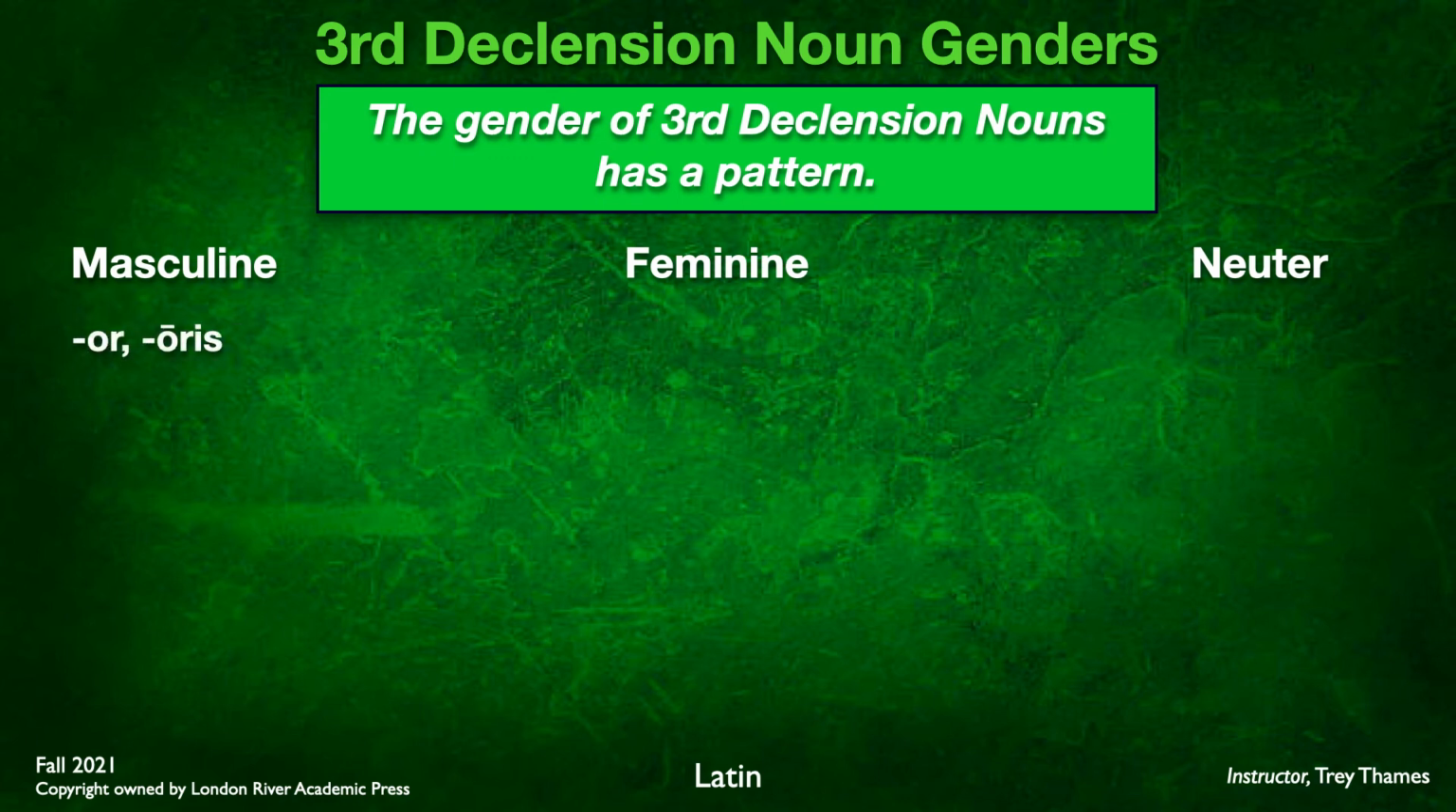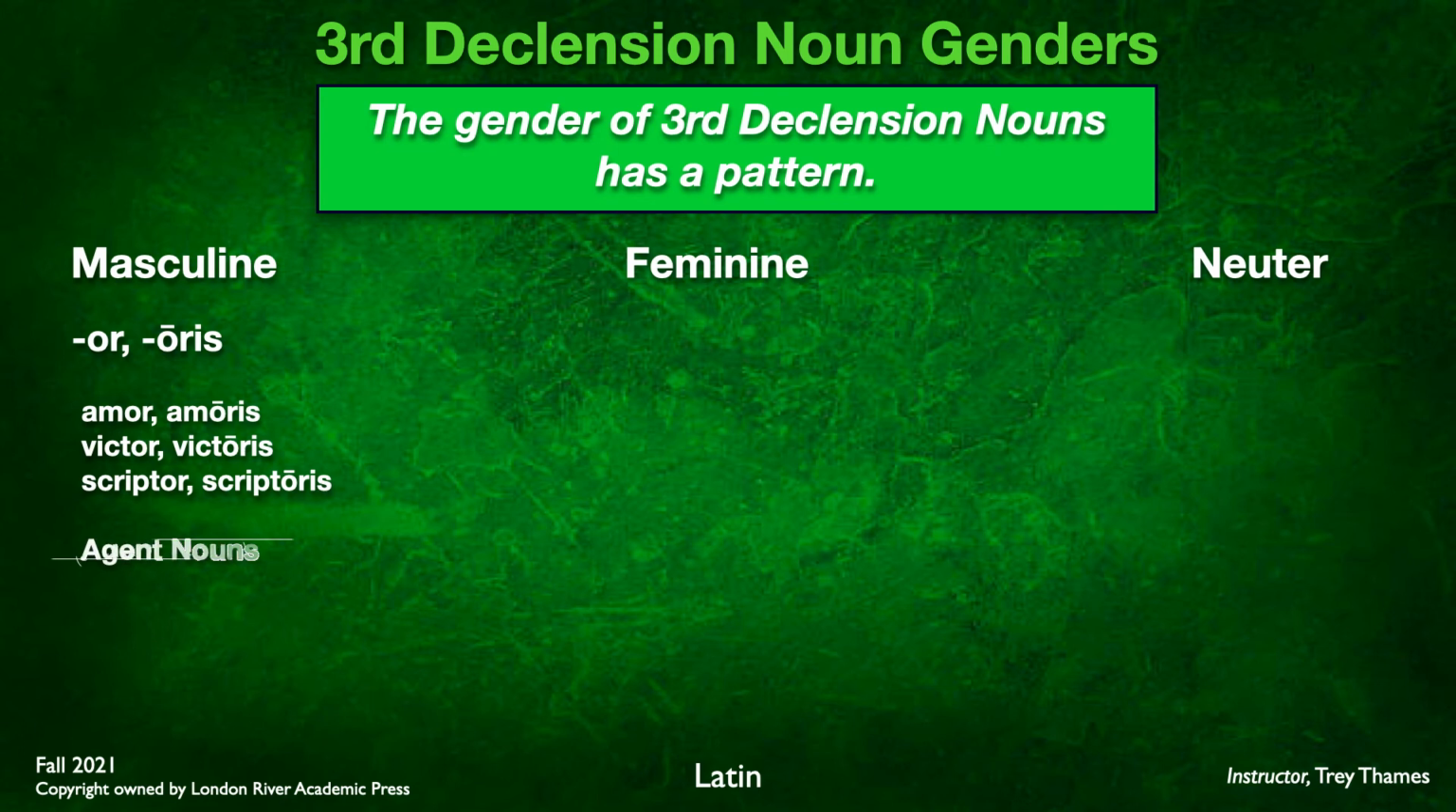In the masculine, generally, there's a whole category of nouns that end in or in the nominative and oris in the genitive. Amor, amoris, victor, victoris, scriptor, scriptoris. And generally, these are what we call agent nouns, or nouns of agency. These are persons that are performing tasks. So, for instance, if you think about it in English, what is a scriptor? It's one who writes. And that's what this Latin word means, author. Victor, this is one who has victory.